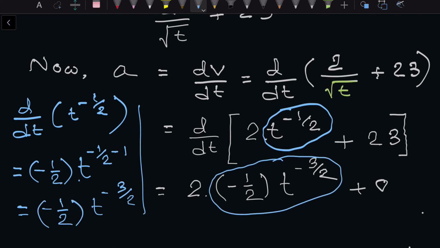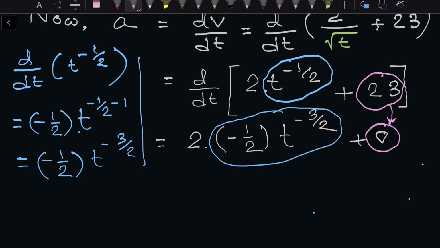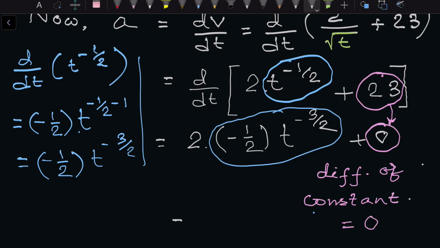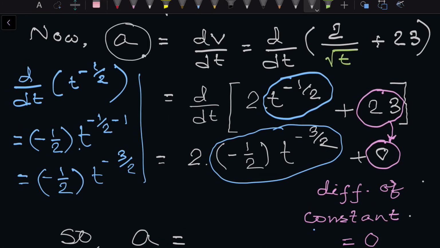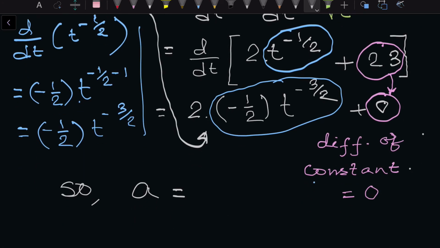That's why it became like this. I think you understand. And 23 differentiation is 0 being a constant. We did it earlier. So acceleration is finally given as minus t to the power minus 3 by 2. That is it.